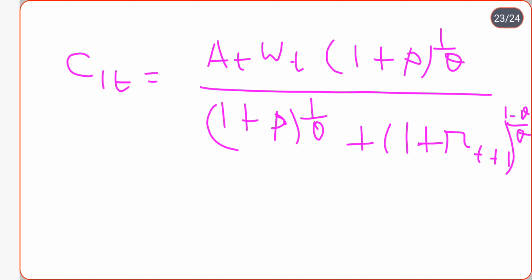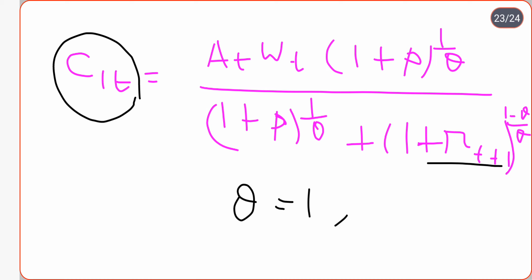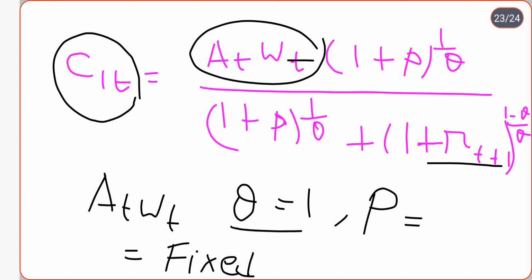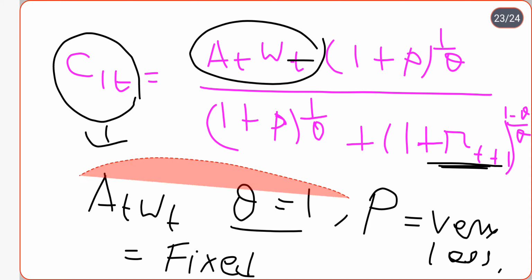Now you can see that c1t is actually being determined by only this rt plus 1. If we take theta equals to 1, rho is very small and negligible, and 80 wt is fixed or constant, then c1t, the current period consumption, is determined only by rt plus 1. I hope it is very much clear now. And I am going to illustrate this income effect and substitution effect with the help of this also. Let me erase it.